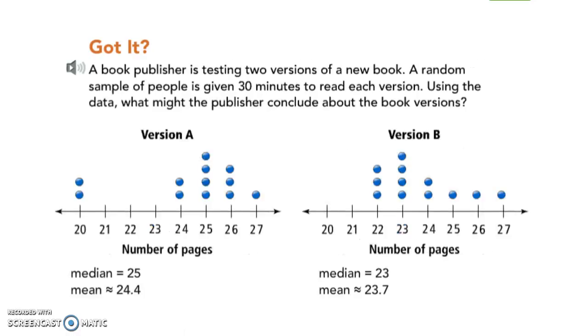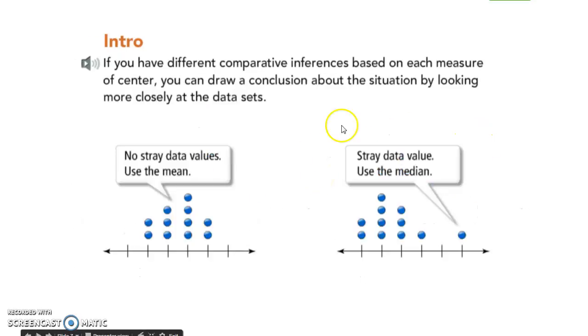All right, here we see that the mean and the median have both been calculated. A book publisher is testing 2 versions of a new book. A random sample of 30 people is given 30 minutes to read each version. Using the data, what might the publisher conclude about the book versions? Well, as we look at the dots, what do we notice about version A and version B? Is the data all close together like this where we can use the mean? Or is the data kind of spread out like this where we would want to use the median?